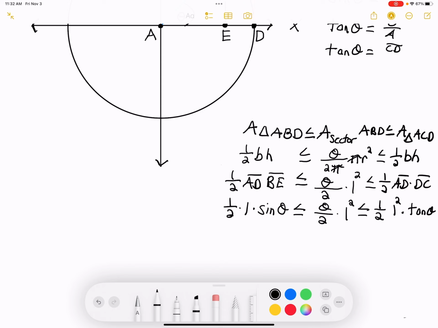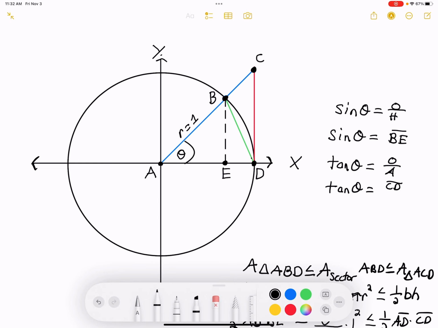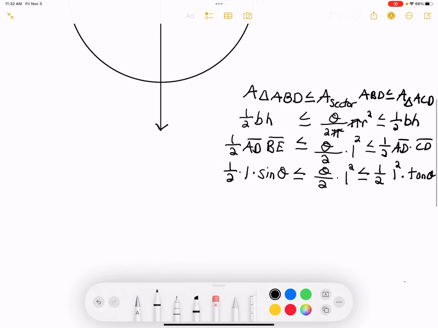And by the way, just so I don't confuse you, I called it line segment DC here, but up there I called it line segment CD. They mean the same thing, but we'll keep it consistent. We'll call it line segment CD. Okay, so now let's clean up this inequality a little bit.